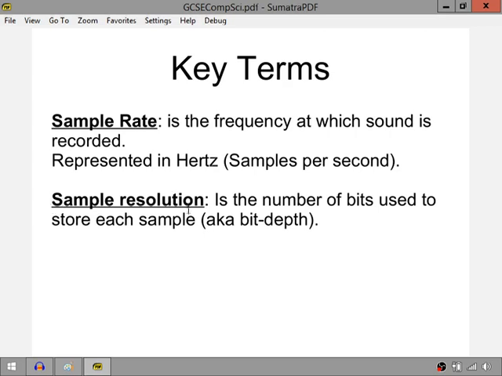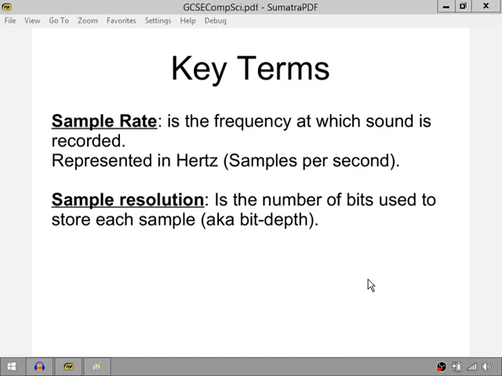The other term you need to be aware of is sample resolution. So sample resolution is similar to amplitude. Amplitude is the height of your wave. Sample resolution is the number of bits used to represent that height. So if your sample resolution, for example, was 255, so there were 255 different places you could measure your wave, well, in terms of bits, that would only be 8 bits, because you only need 8 bits to measure 255.